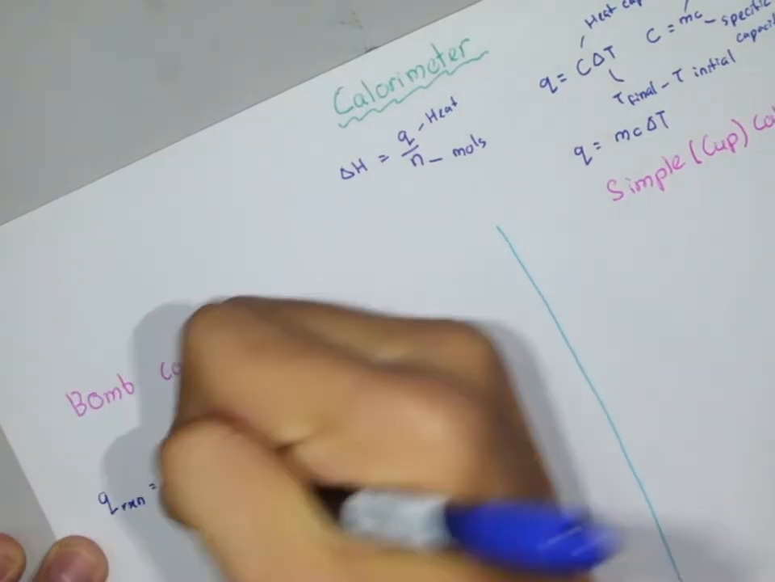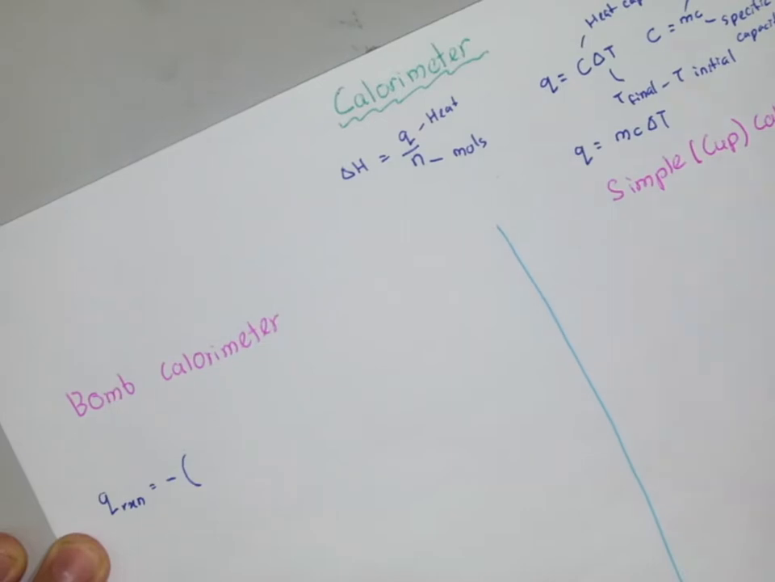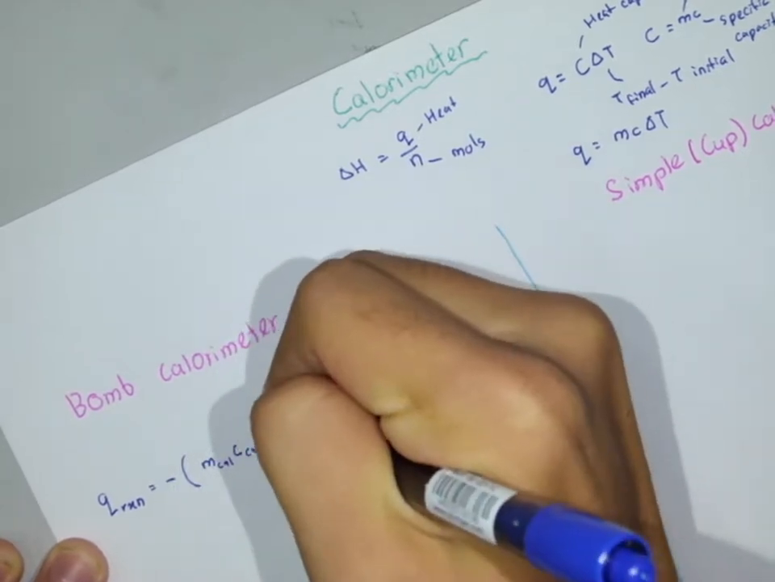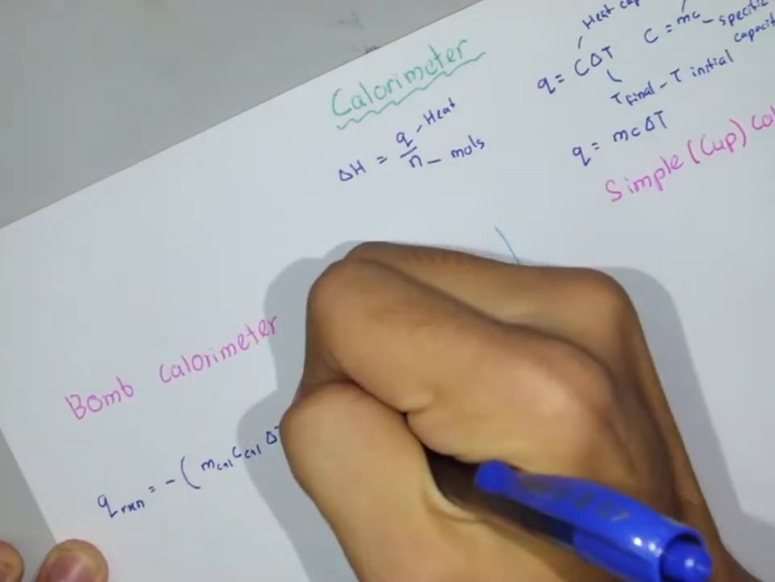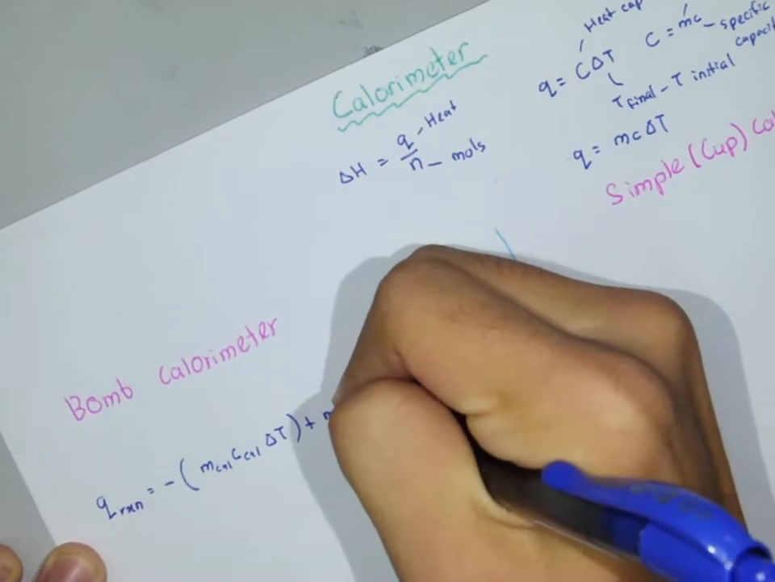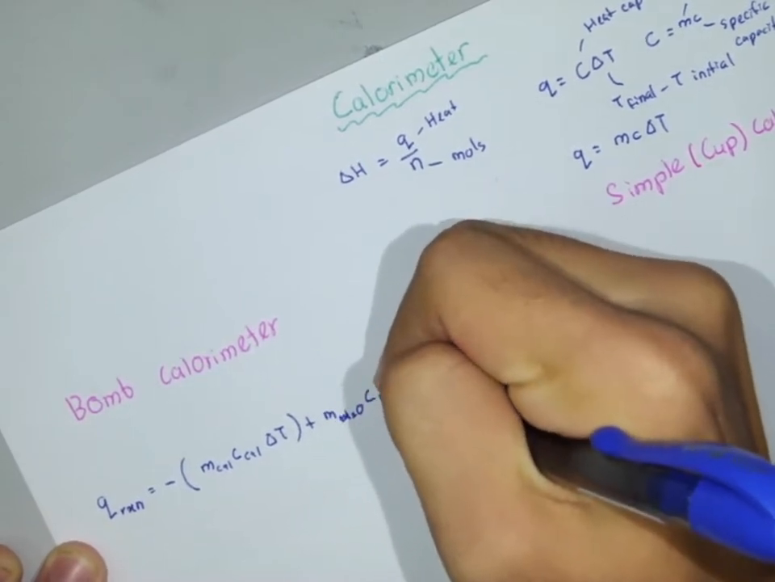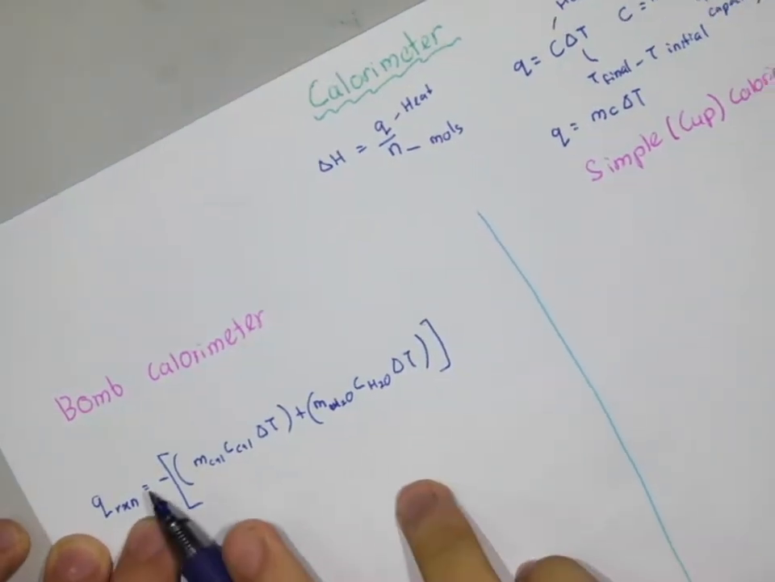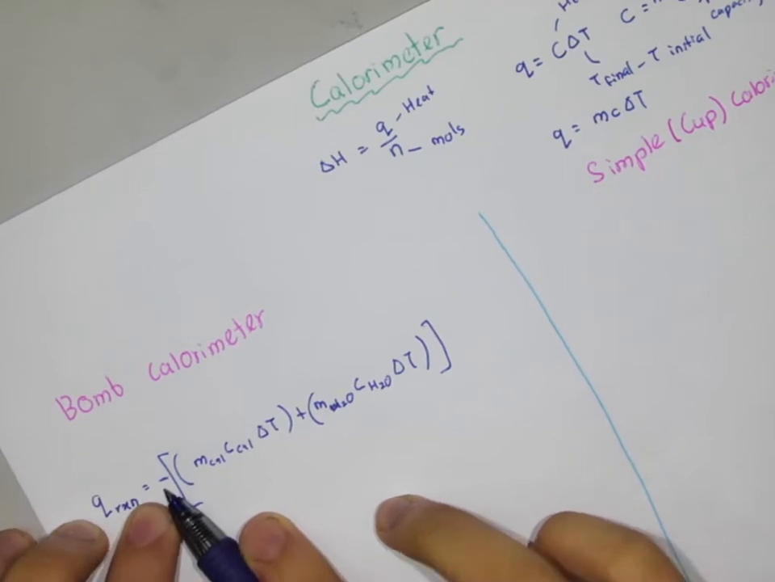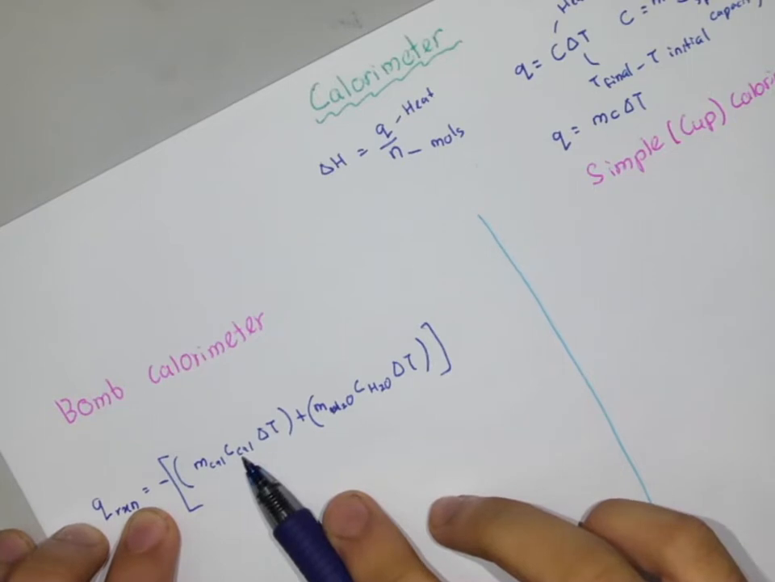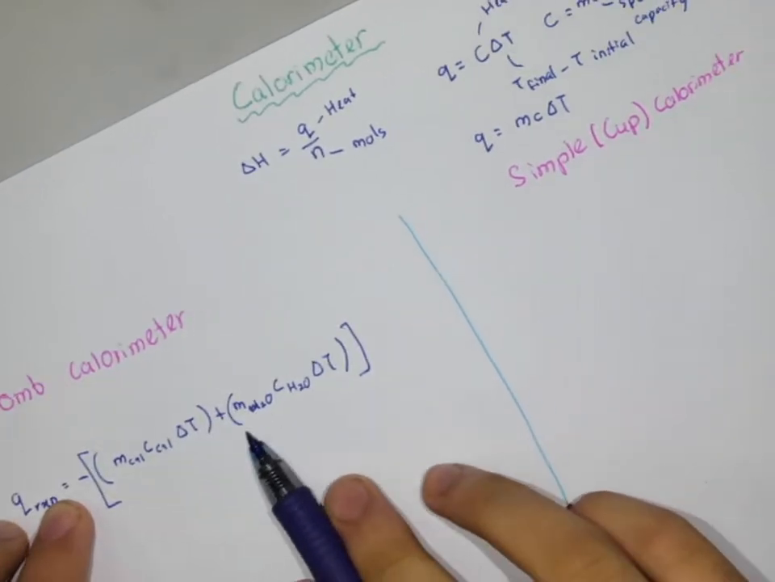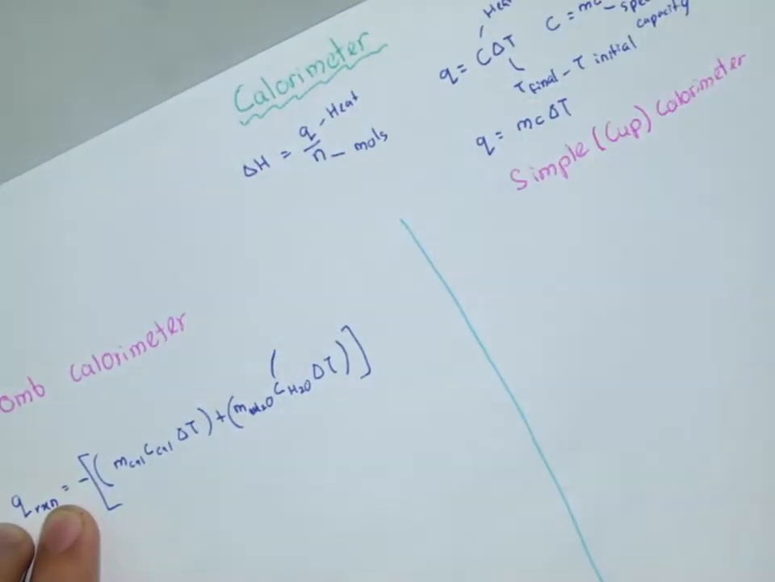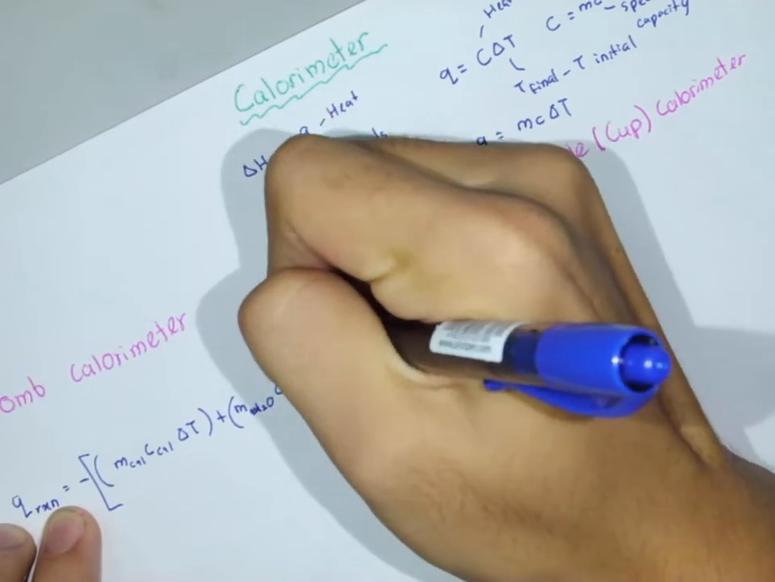Q reaction is equivalent to the negative of, in brackets, m calorimeter times c calorimeter times delta T, plus m H2O times c H2O times delta T. Let's see why it is negative. The reason it is negative is that it is heat released. M is the mass of the calorimeter times the specific heat of the calorimeter times the temperature change, and this is the mass of water times the specific heat of water and the temperature change. The specific heat of water is always the same, it is a constant, 4.18.